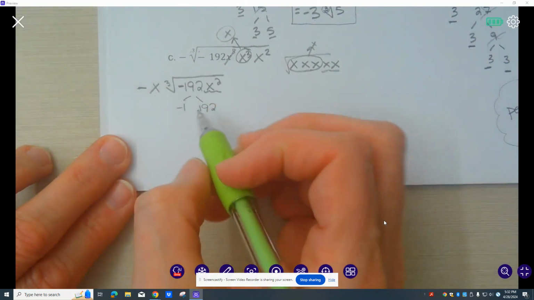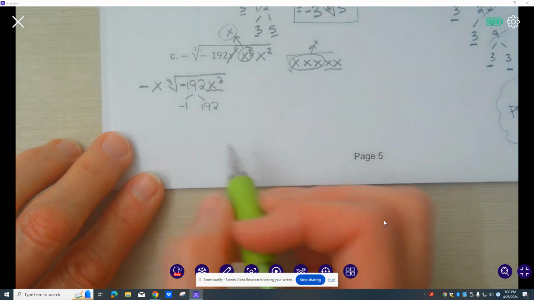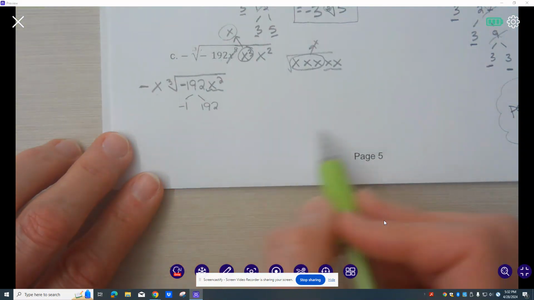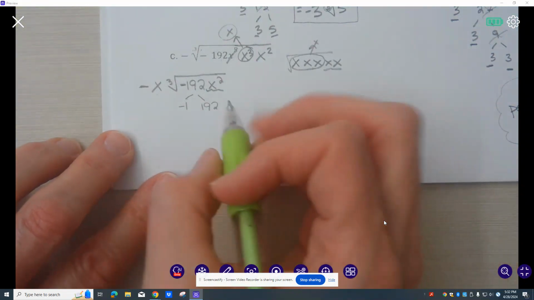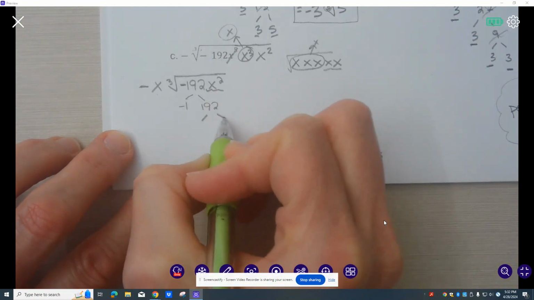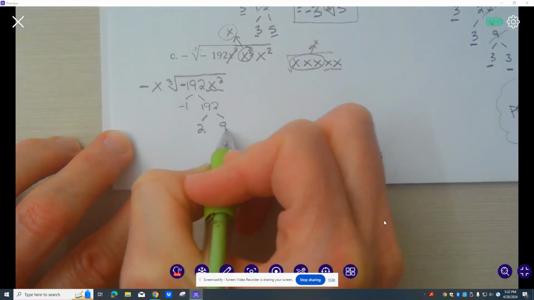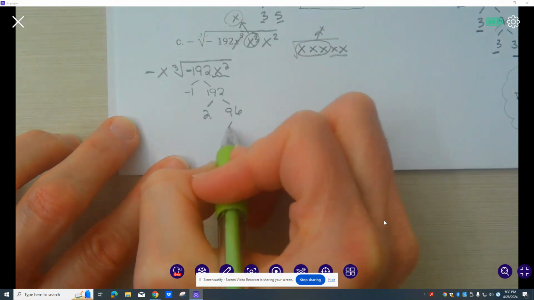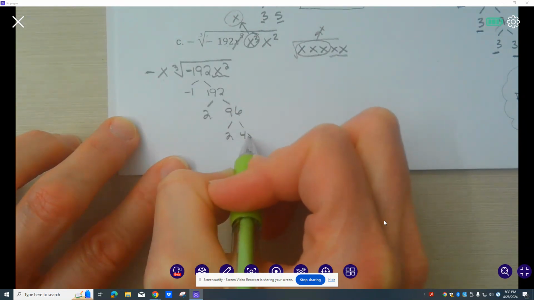Okay, so now we got to do a big old tree on 192. I'm going to tell you, I ran out of room, so I ended up finishing my tree over here. You might need to do the same. This is 2 times 96. 96 is 2 times 48.